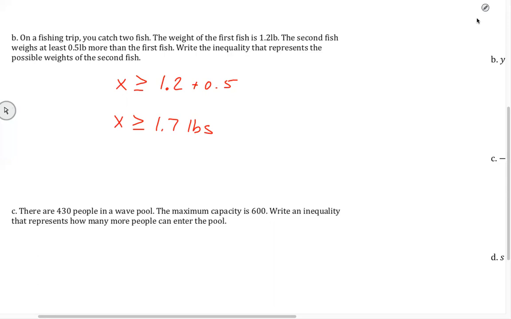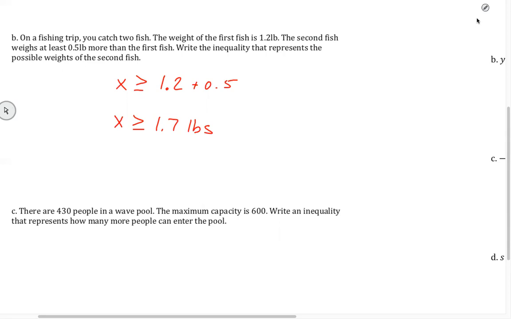All right. There are 430 people in a wave pool. The maximum capacity is 600. Write an inequality that represents how many more people can enter the pool. No, not with 0 because they can't social distance. That is the right answer. That is the most 2020 answer. I love it. This is a wave pool. That's a good answer. All right, here we go.